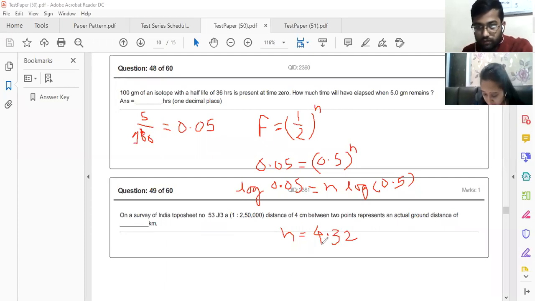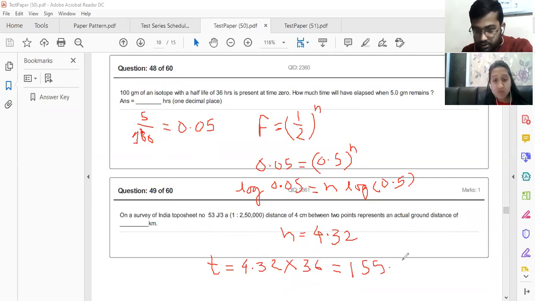Now you have n. Okay, you need to calculate the time. And half life is given 36 hours. So just multiply 4.32 with 36 hours. We get time elapsed. So it will come around 155.6, one decimal place, hours.